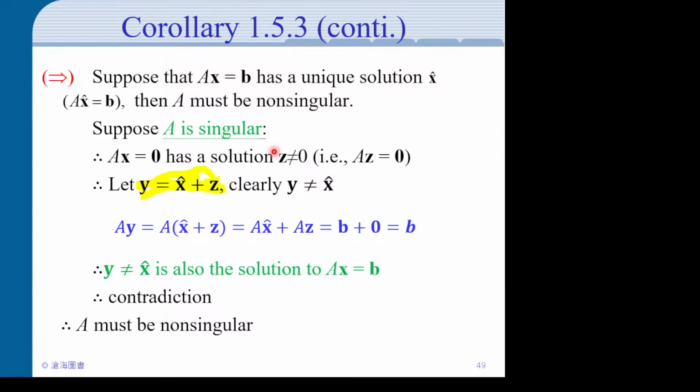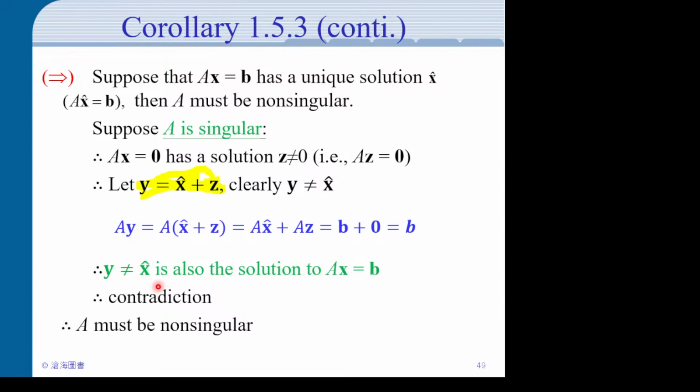So you add the solution of this homogeneous system, AX equal to 0, to your original system AX equal to B. Now because Z is not equal to 0, Y is something different from X hat. Then you see that AY is also equal to B, because now you just write out everything linearly. So Y equals X hat plus Z, so AY equals A(X hat plus Z). At the beginning of today we said matrix multiplication is distributive. So this is AX hat plus AZ. AX hat is a solution for this equation, so it should equal B. And AZ is a solution to this homogeneous equation, so it should equal 0. So that's B plus 0 equal to B. Okay?